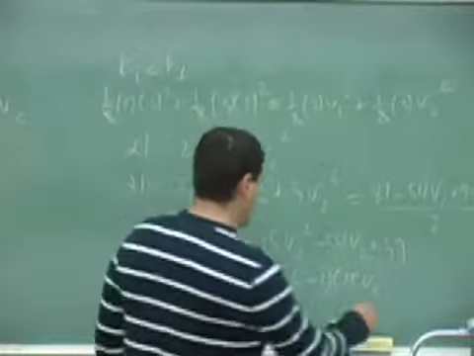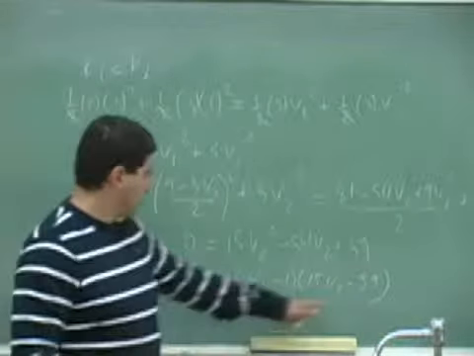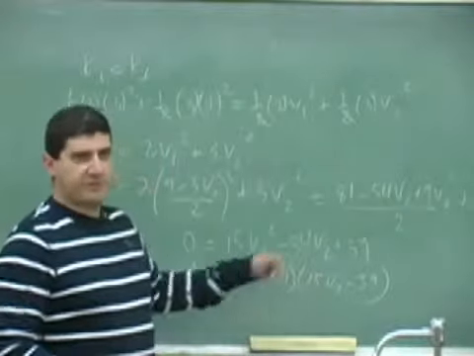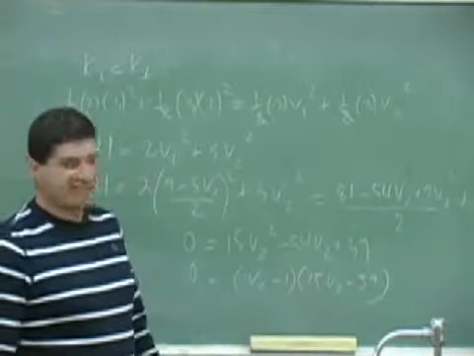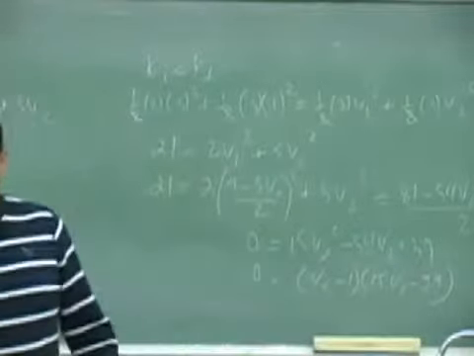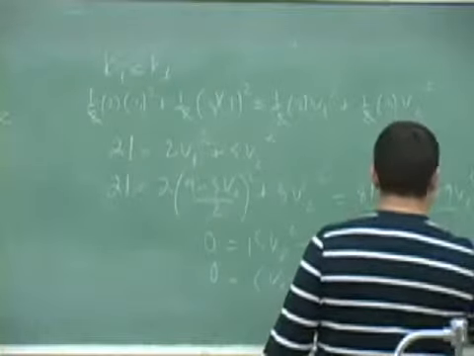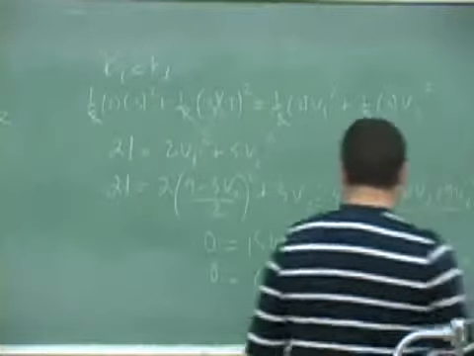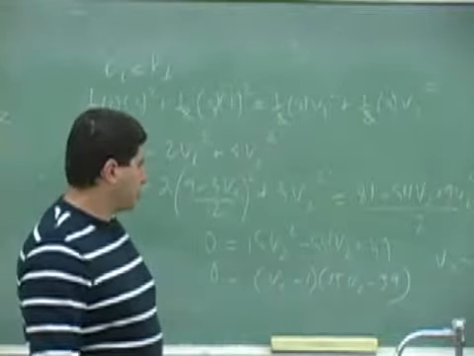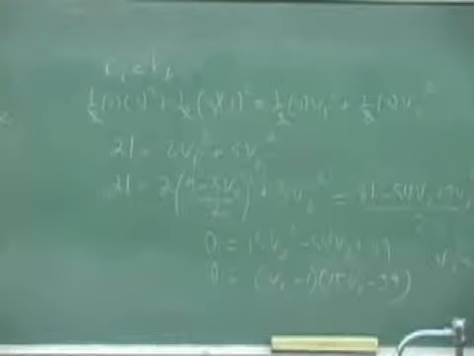The other one needs to be equal to, right? 2 times that is negative 39. Negative 15 is negative 54. Okay? So that's another way of doing this, if you know one of the answers. Okay, so V2 is 39 over 15, which is 2 and that's 2.6.